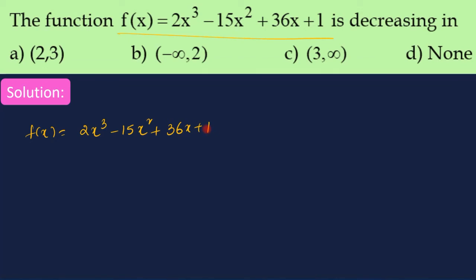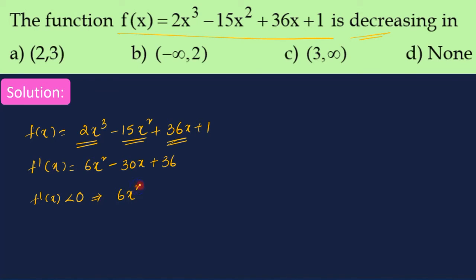Now differentiating with respect to x, we get f dash of x is equal to differentiation of 2x cube is 6x square, minus differentiation of 15x square, 30x, plus differentiation of 36x is 36, differentiation of 1 is 0. Given function is decreasing, so here f dash of x is less than 0. This implies 6x square minus 30x plus 36 is less than 0.